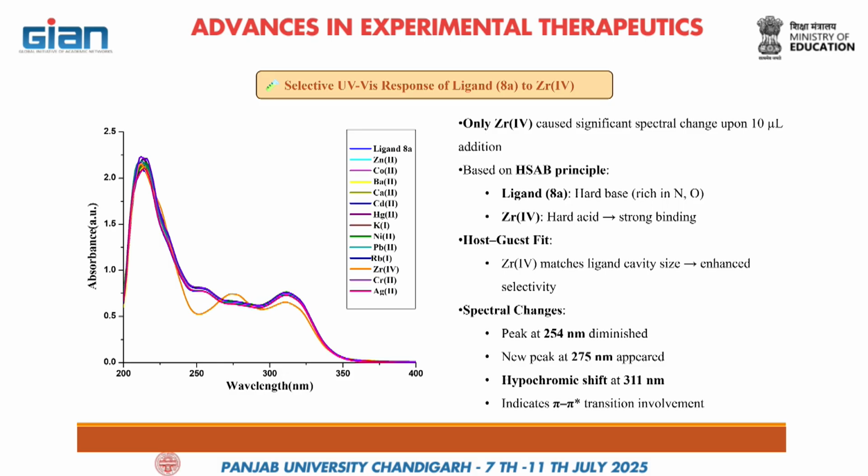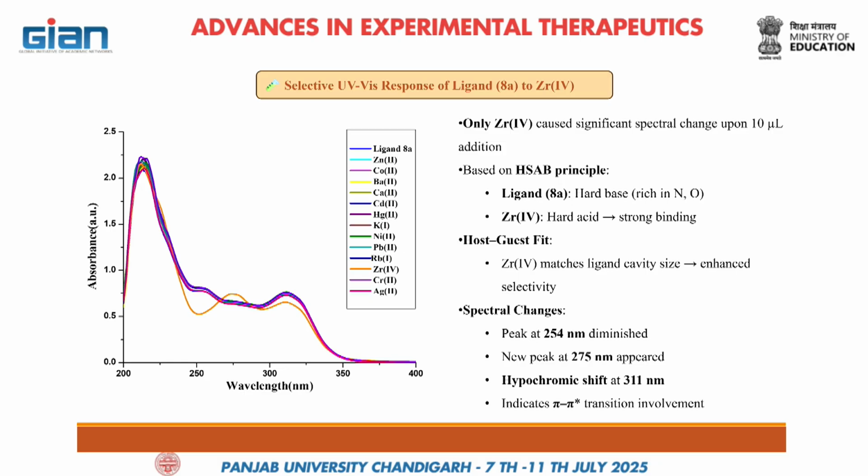Then the selectivity by UV-visible response of ligand 8A towards zirconium was also recorded. Only zirconium caused a significant change in the spectra upon 10 microliter addition to our synthesized ligand. The spectral change that was observed was that the peak at 254 nanometer diminished. A new peak at 275 nanometer appeared, and there was a hypochromic shift at 311 nanometer.